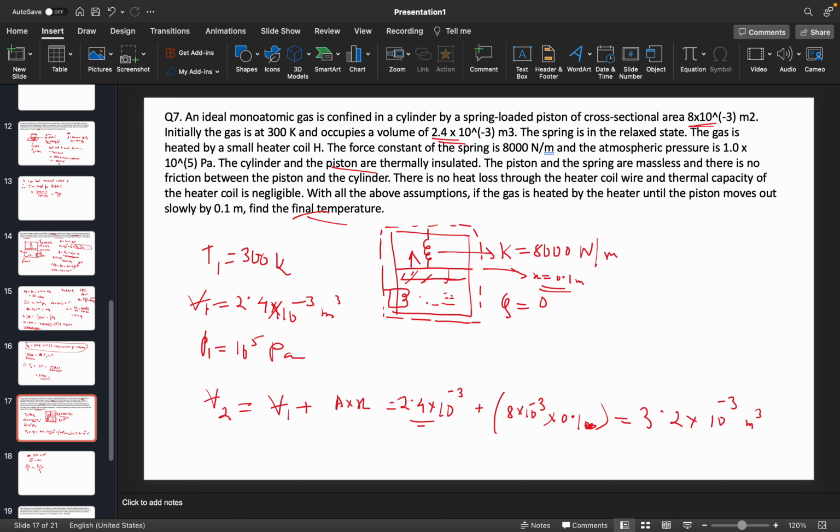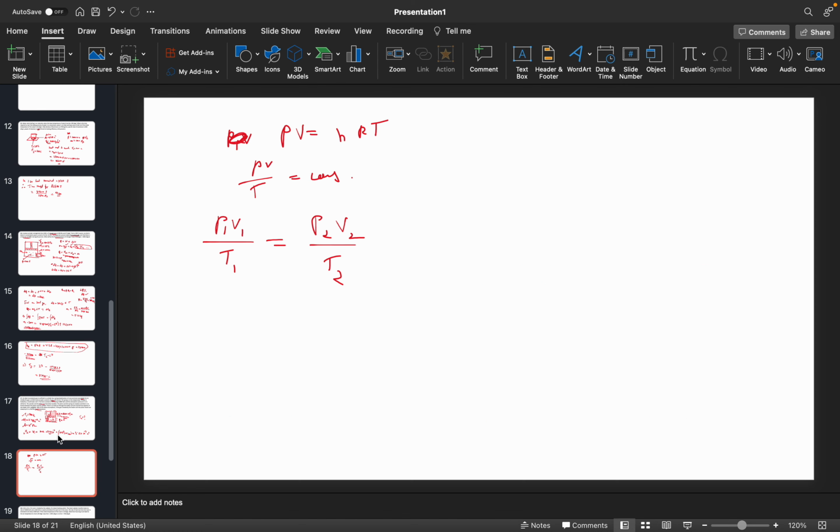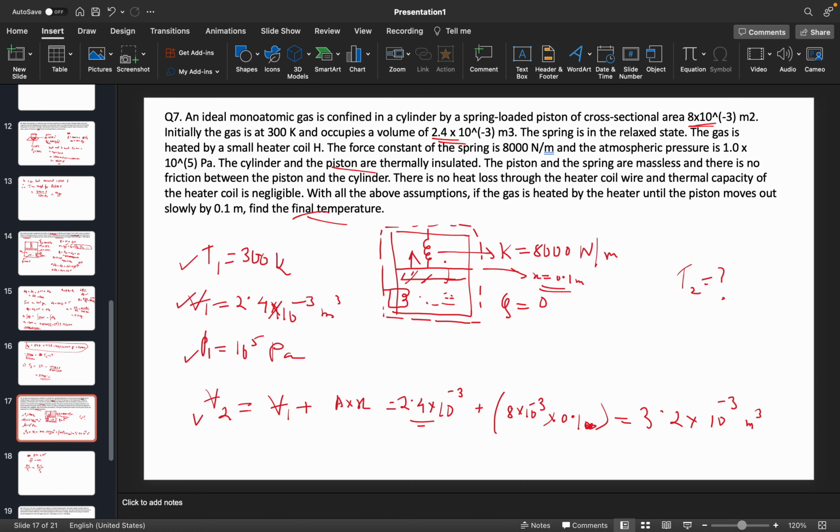Now you see here, we already know V1, T1, P1, and we already know V2. We have to find T2. If we somehow know what P2 is, our question is solved. So now how will we find P2? P2 is the pressure in the second state.